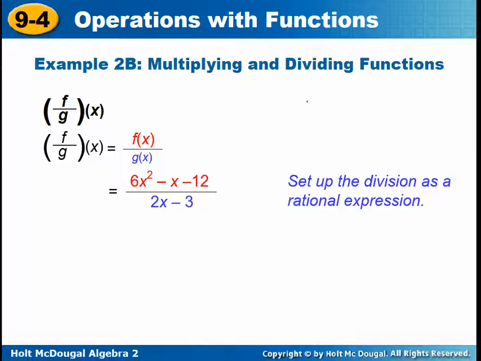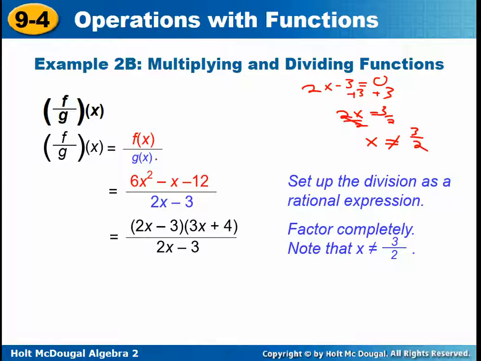But before I go any farther, I want to, off to the side, think about what x cannot be, because then the denominator would be 0, which is not allowed. So then I would have 2x equals 3, so x equals 3 divided by 2. X cannot equal 3/2, because if x was 3/2, I would get 0 in the denominator, and that's not allowed.